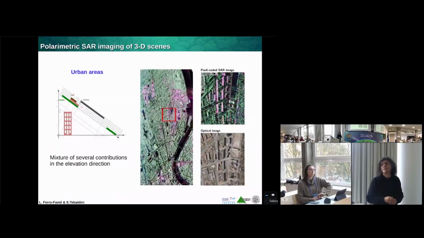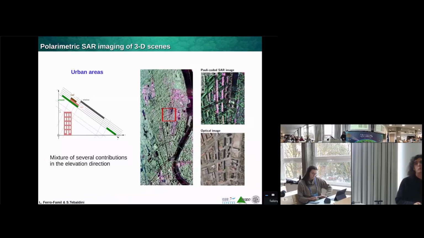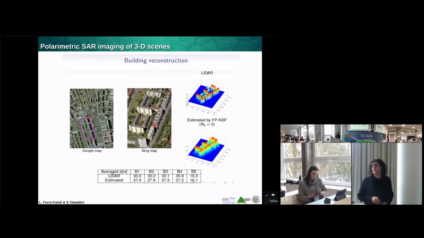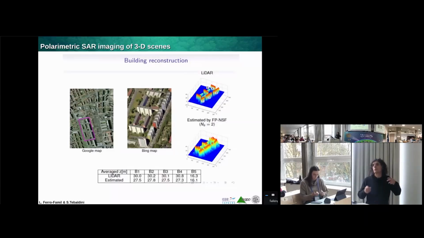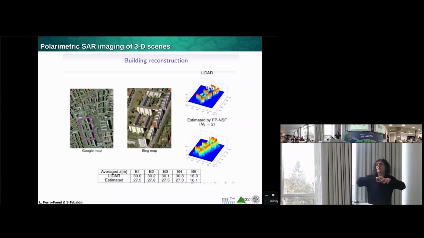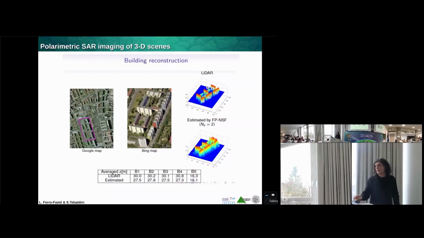In urban scenarios, you can also apply tomography to reconstruct buildings, and these are buildings you reconstructed with only 3 images. So this is the minimum configuration to do tomography or multi-baseline in SAR. You need to have one short baseline and one large baseline, and you combine them to have spectral diversity. And then the results can be compared with LiDAR.